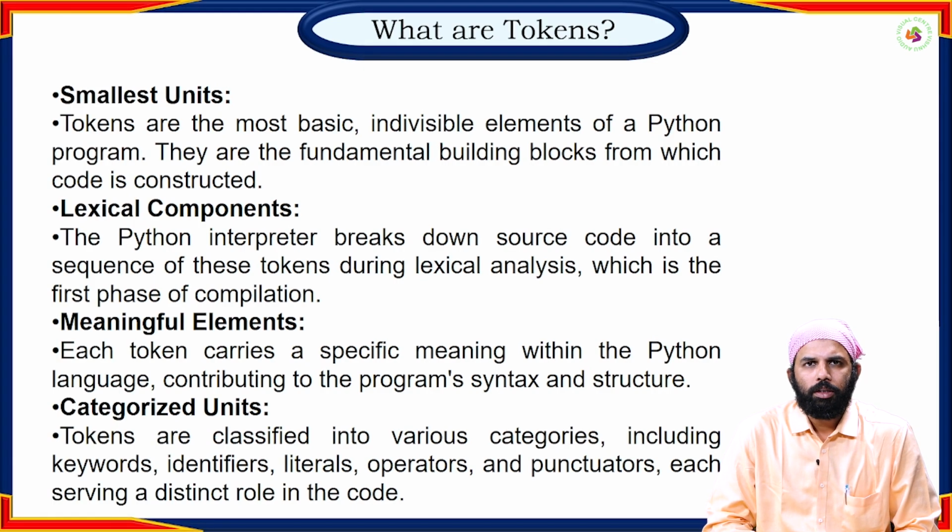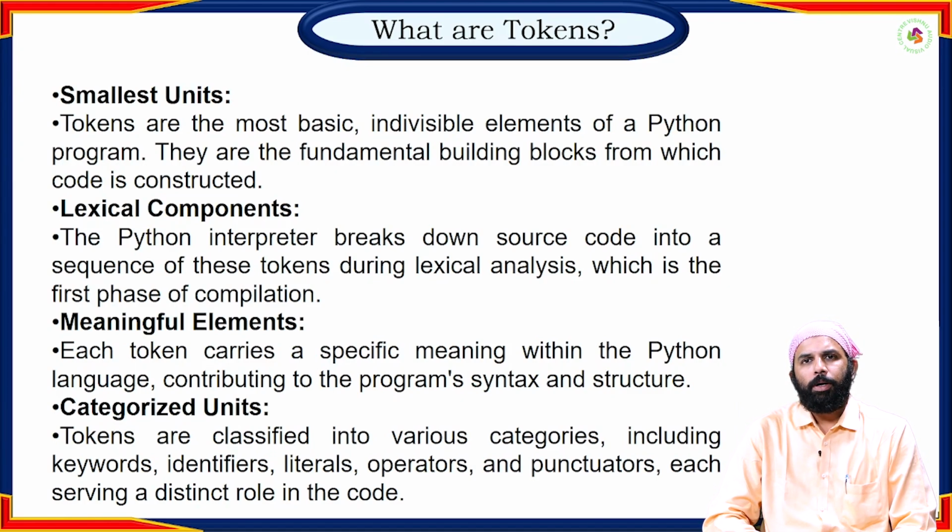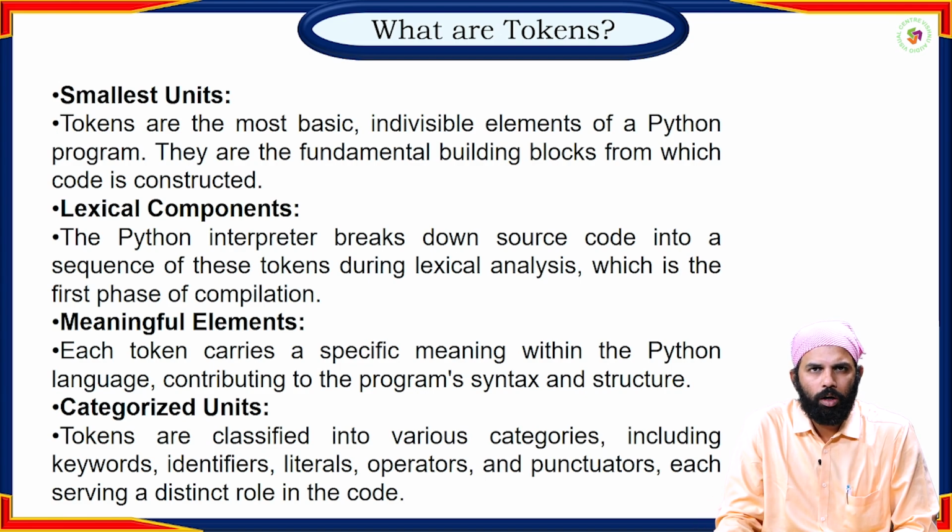To start with, tokens are the smallest unit of any particular programming language, which are the building blocks of any program, and they are the basic indivisible elements of Python. They are the fundamental building blocks from which code is constructed, and in any program, if we want to construct code, we must use these tokens in one form or another.